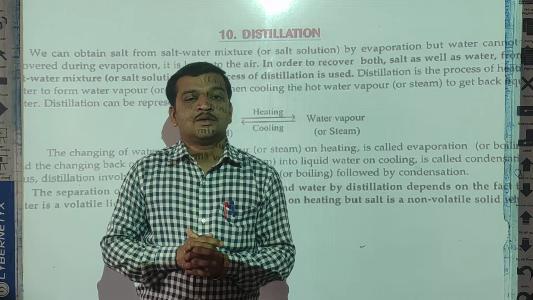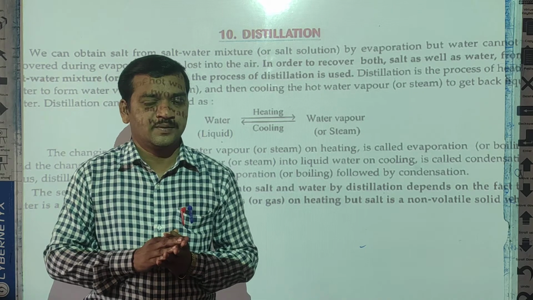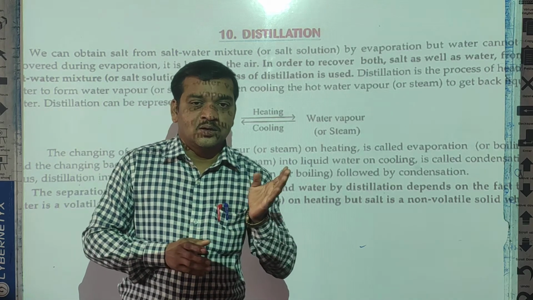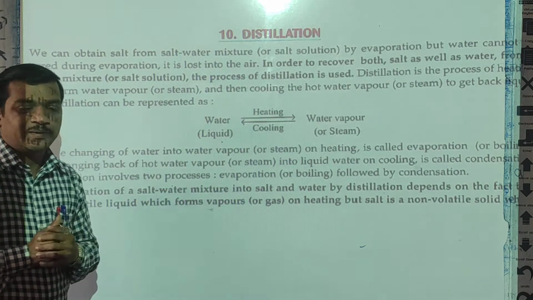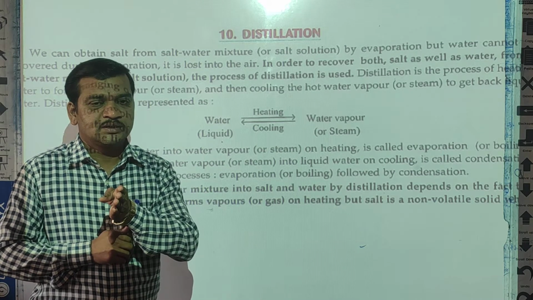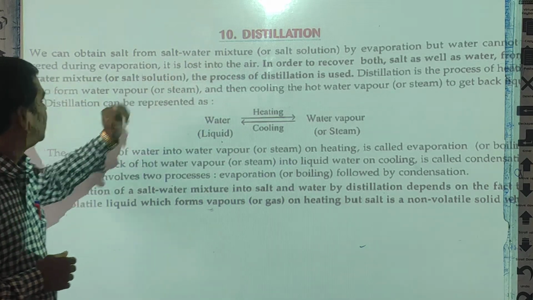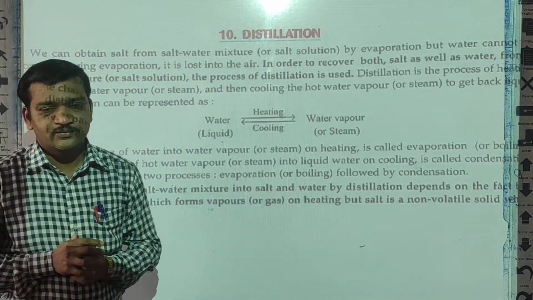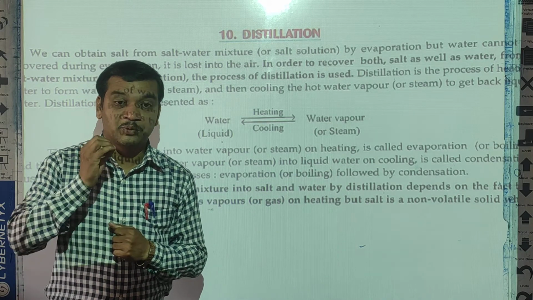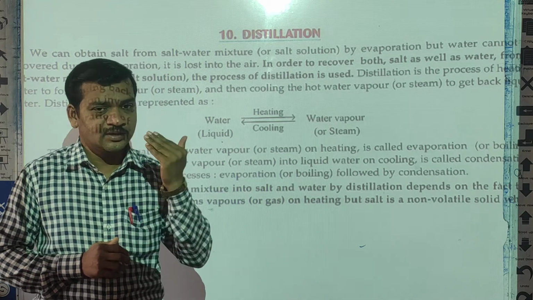Okay students, so how is it useful for us, that is what we are going to learn today. See students, we can obtain salt from a salt and water mixture. We can obtain salt from a salt and water mixture by the process of evaporation, which we have already learned in the previous video.